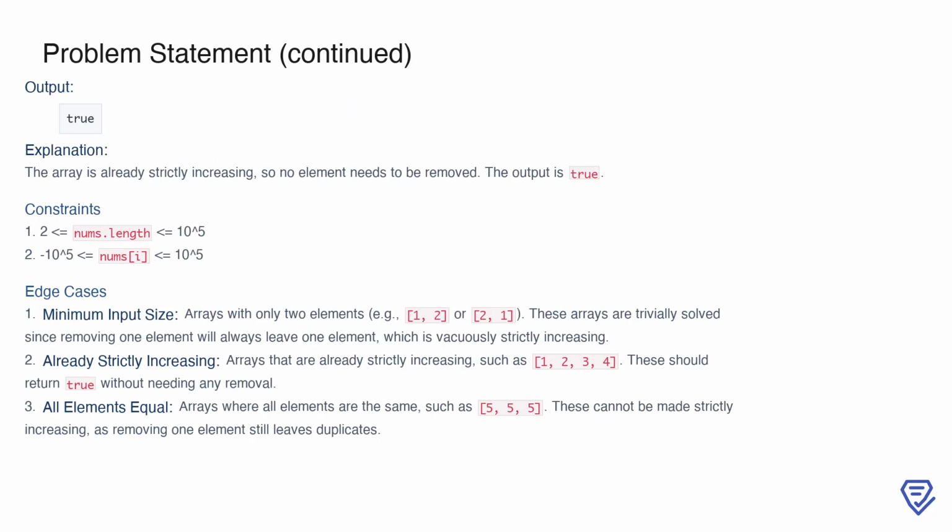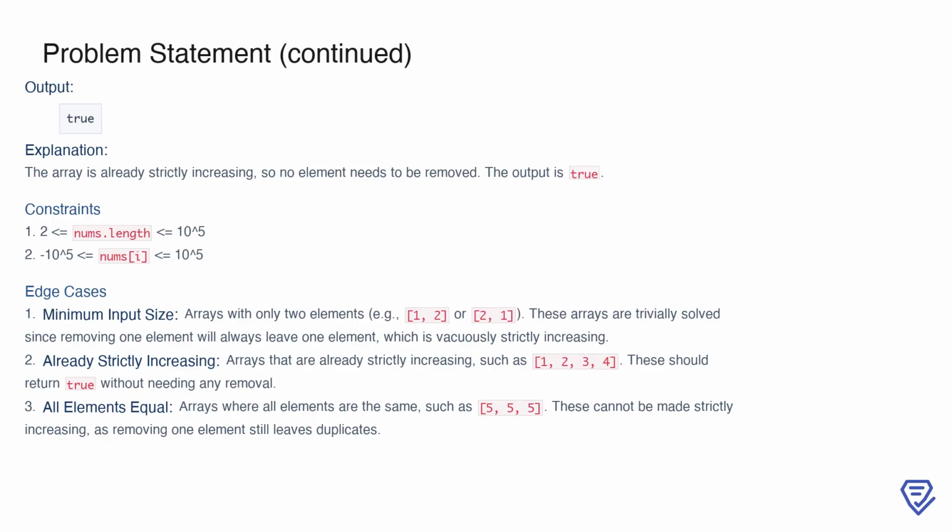To summarize the constraints and edge cases, the length of the array must be between 2 and 100,000, and each element can range from -100,000 to 100,000. Some key edge cases to consider include arrays with the minimum size of 2 elements, such as 1, 2, or 2, 1. For these arrays, removing one element will always leave a single element, which is trivially strictly increasing. Arrays that are already strictly increasing, like 1, 2, 3, 4, should immediately return true without requiring any changes.